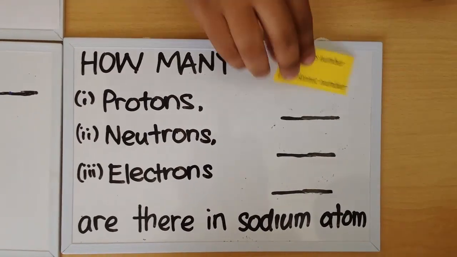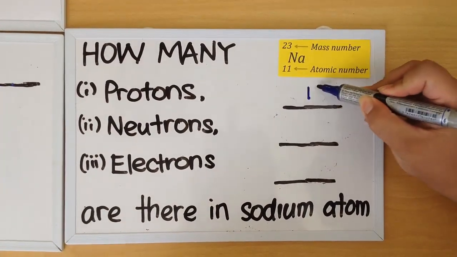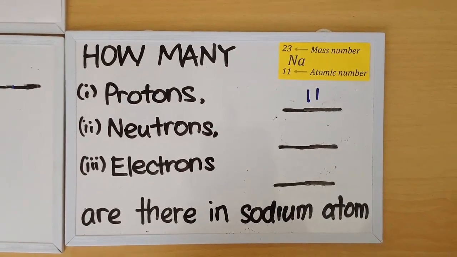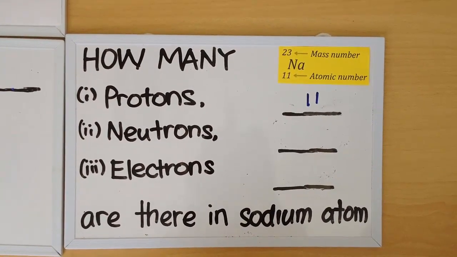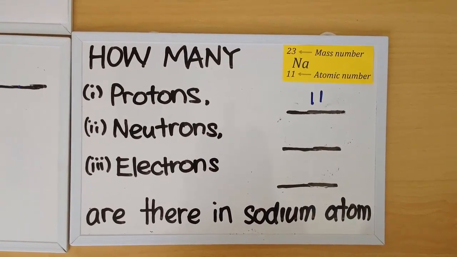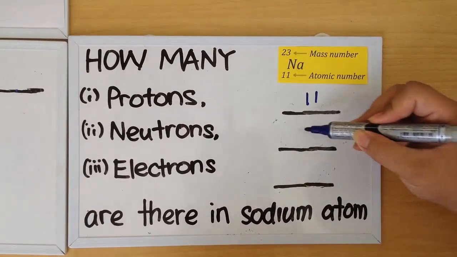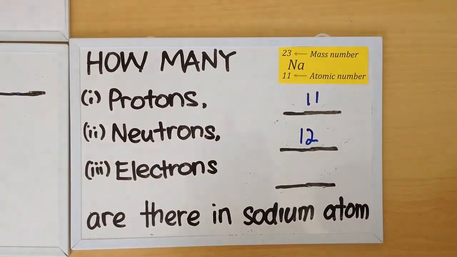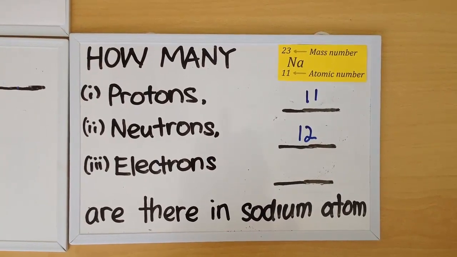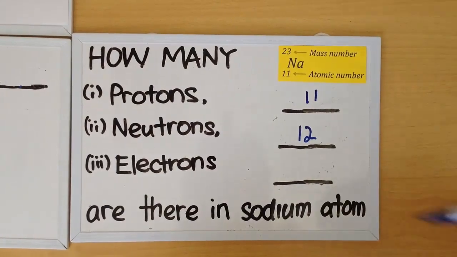From the proton number, we can tell that the number of protons is 11. As mentioned from the previous lesson, the number of neutrons could be obtained by subtracting the proton number from the mass number. Hence, by deducting 11 from 23, we will obtain the number of neutrons to be 12. Finally, as the number of protons is equal to the number of electrons, the number of electrons orbiting around the nucleus would be 11.